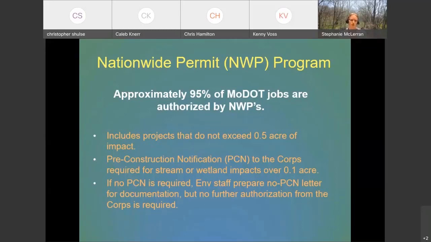And it's tricky to explain. I feel like I'm not explaining it well. But anyways, when it falls under those certain thresholds, you don't need to submit anything to the Corps. You just have the permit already. And that's when we write our no PCN letters, which document that we have reviewed the project and determined it falls under the permit. And when you're over certain thresholds, it's still under a nationwide, but you need to submit the notification. That's the best I can explain it.